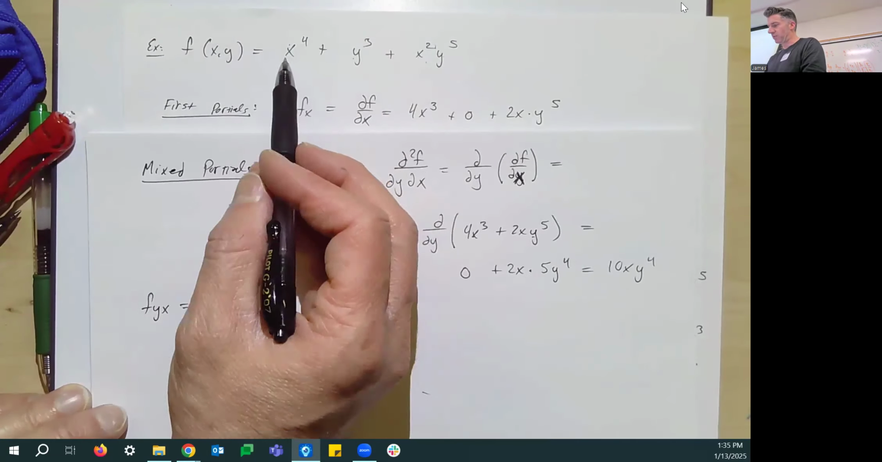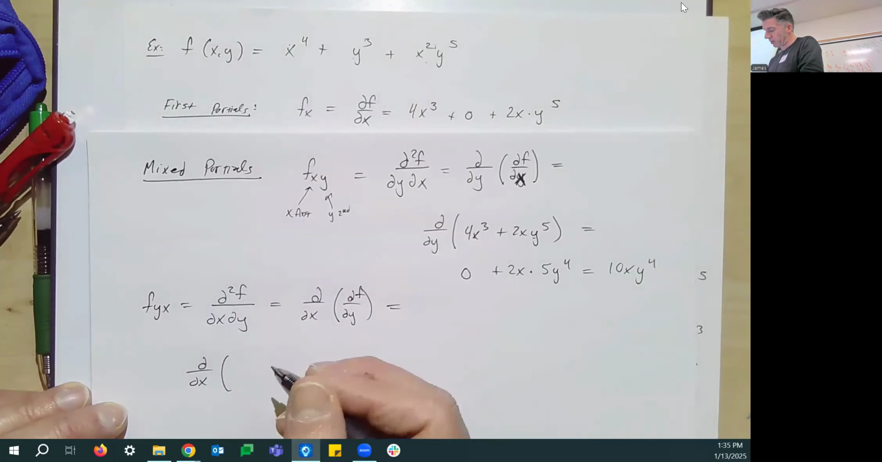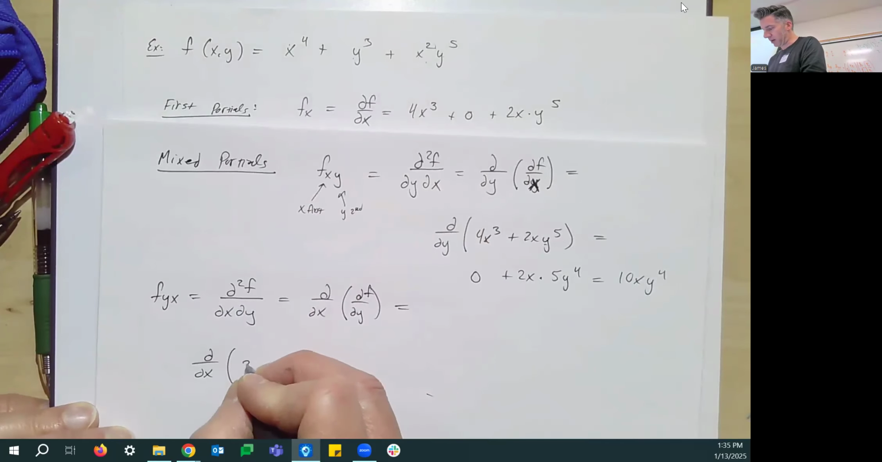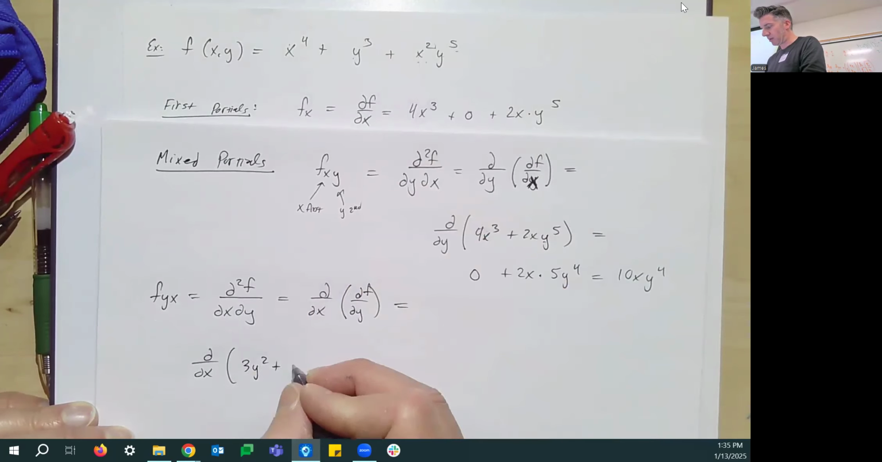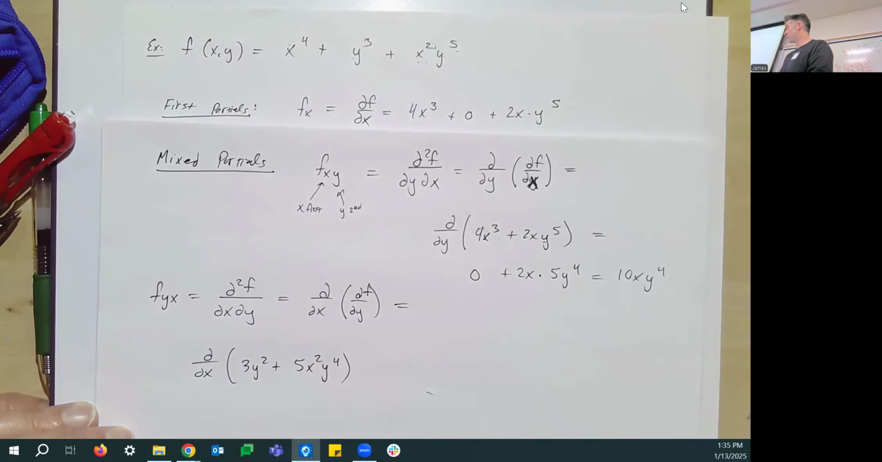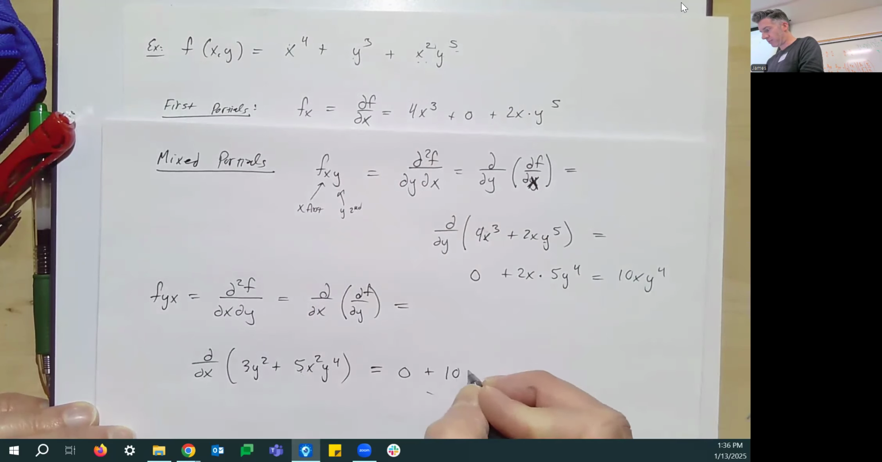So the partial of this with respect to y is 0, which I'm not going to write down, plus 3y squared plus x squared times y to the fifth, which is 5x squared y to the fourth. And if we're going to differentiate that with respect to x, we're going to get 0 from that first term and a 10x times y to the fourth.